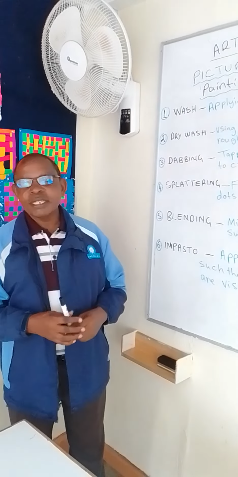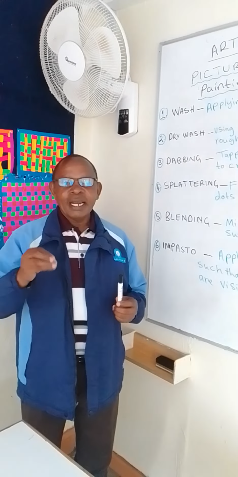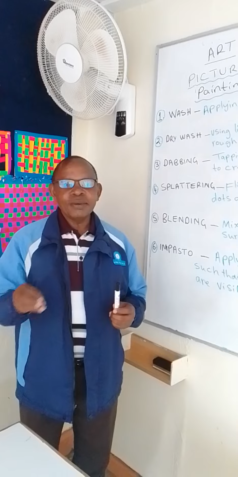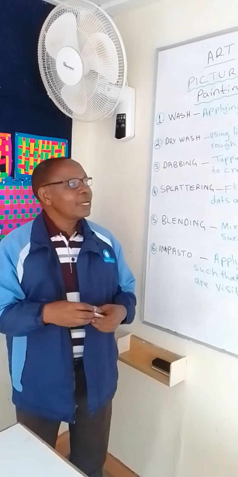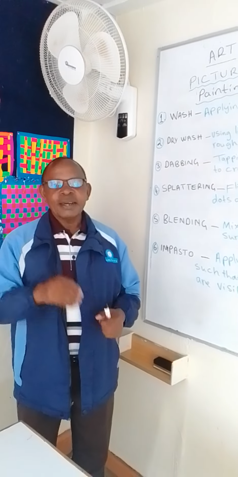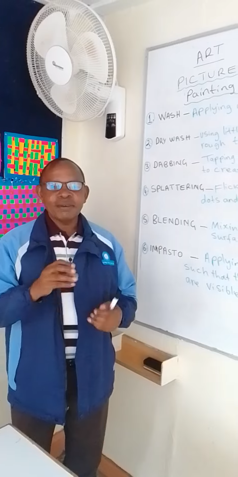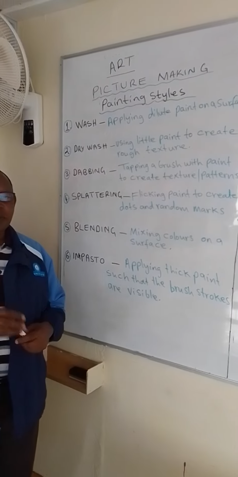Then number two, we have the dry brush. In the dry brush technique, you only apply a little paint on the brush, and then you spread it around the surface so that you can create a certain texture. So you find that you don't apply too much paint. You apply very little paint on the brush, and then you apply it on the surface so that you can show the bristles of the brush.